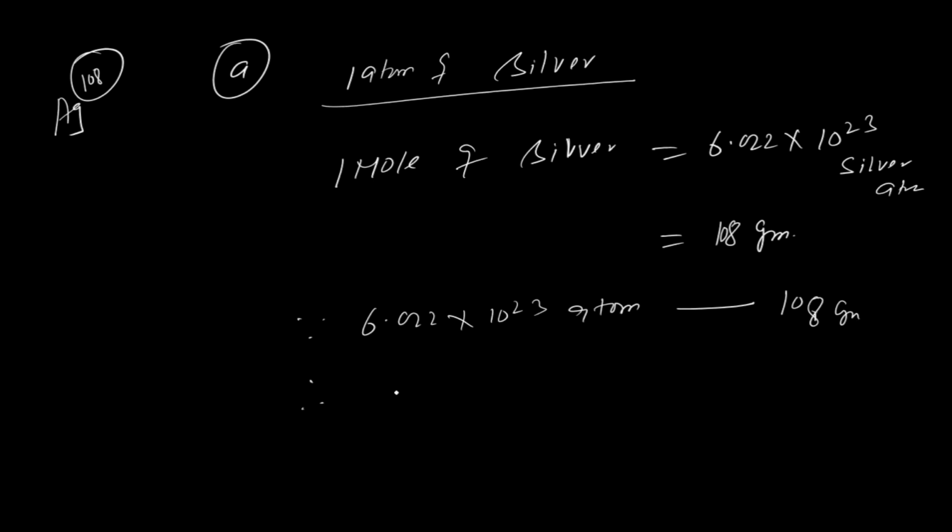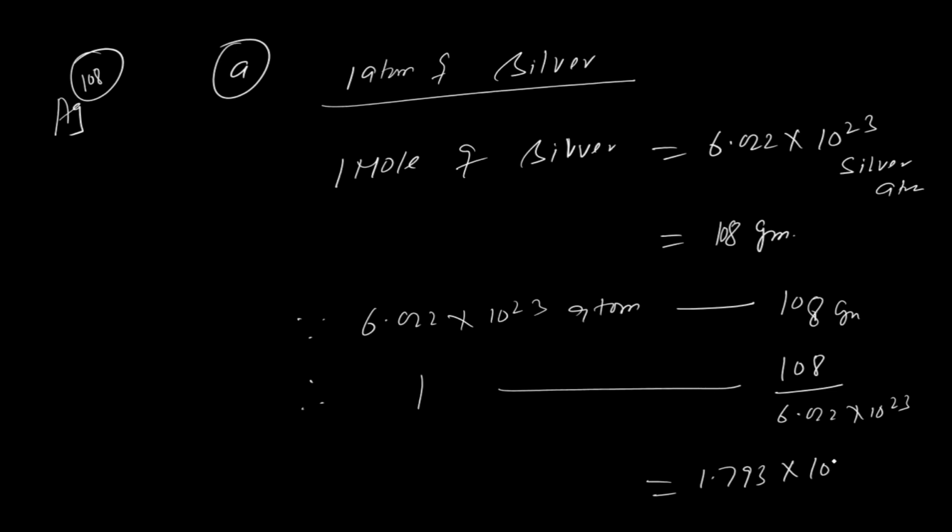So you have to find out for 1 atom. So 1 atom will have 108 divided by 6.022 into 10 power 23. And when we solve this, whatever will come, that will be the given mass, isn't it? So this is the unity method we have used. When you solve it, it will come 1.793 into 10 power minus 22 gram.